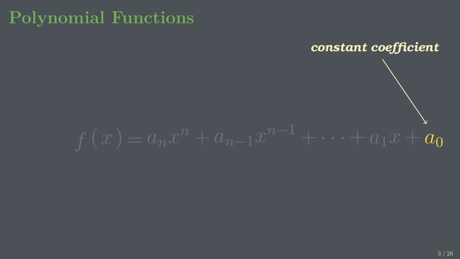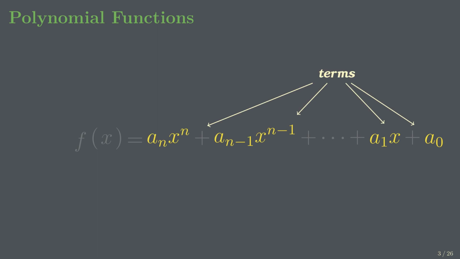Now, remark that each of the coefficients a_{n-1}, etc., is attached to some power of the variable x. So if we also take into account the power of x, then we have the notion of terms of the polynomial function. Each expression of the form a_k times x to the power k is called a term of the polynomial function.